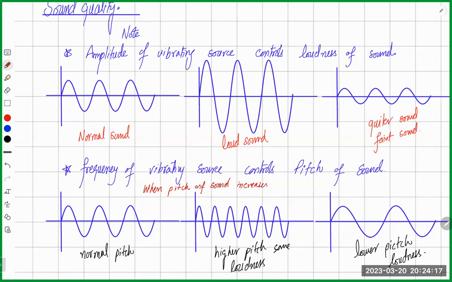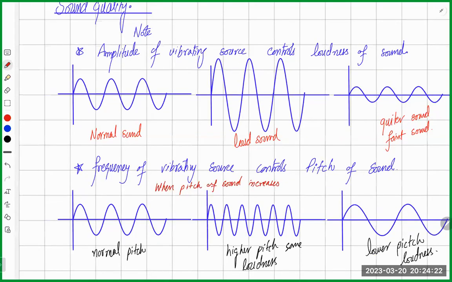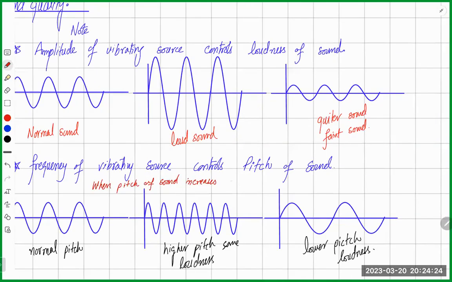When pitch of sound increases, wavelength of sound must decrease, vice versa. Like if you increase the pitch, wavelength decreases. So if you decrease the pitch, wavelength will increase.